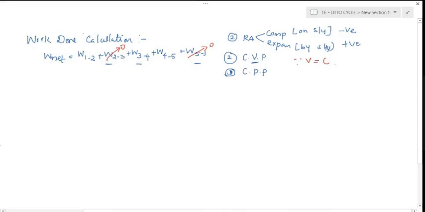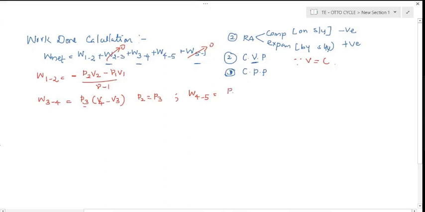So you see, work done between 1 and 2, which is a compression process, so we are using a negative sign. The work done for an adiabatic process is P2V2 minus P1V1 divided by gamma minus 1. And work done between 3 and 4, which is a constant pressure process, the general formula is P dV, right? So here we can use P2 or P3, whatever may be, since it is a constant pressure process. And work done between 4 and 5, which is again a reversible adiabatic process, which is work done by the system. So we are saying here P4V4 minus P5V5 divided by gamma minus 1.